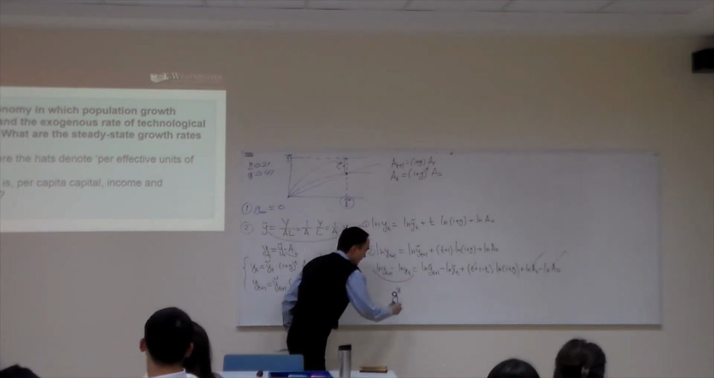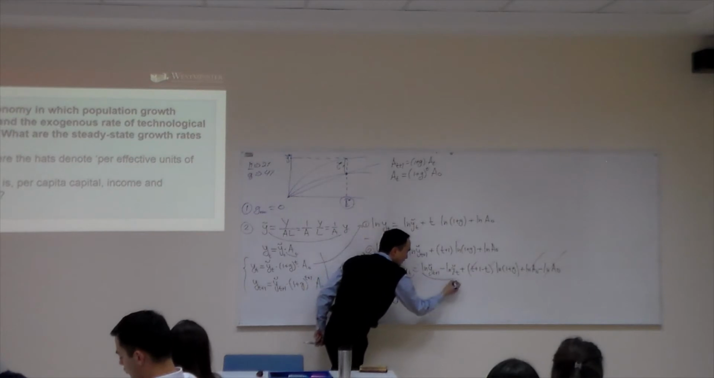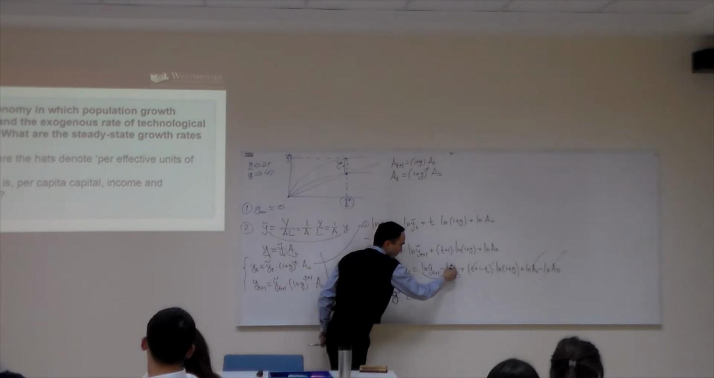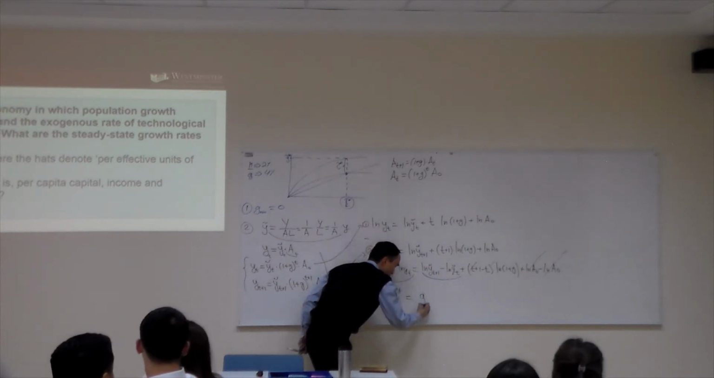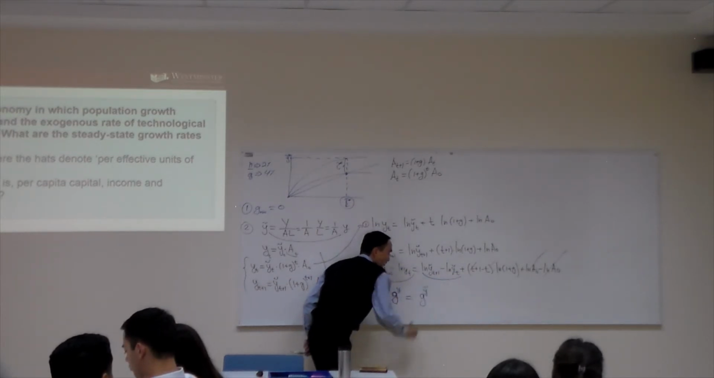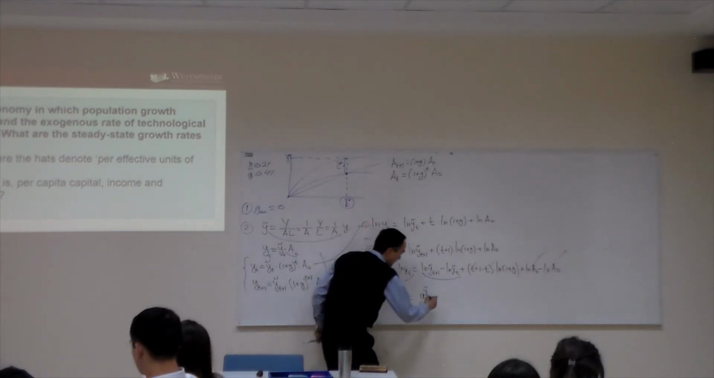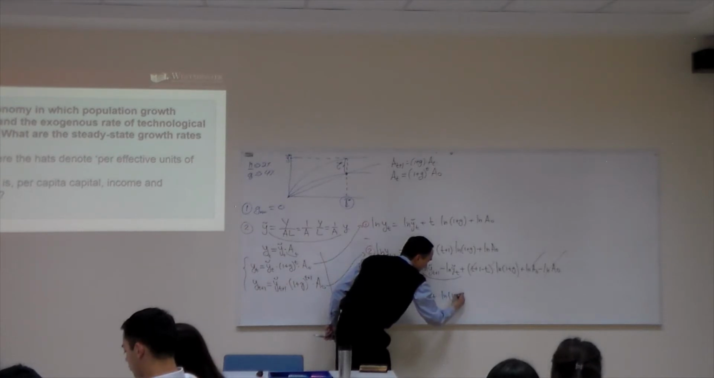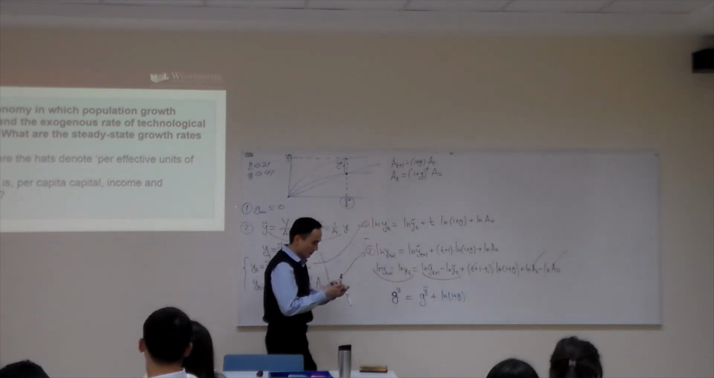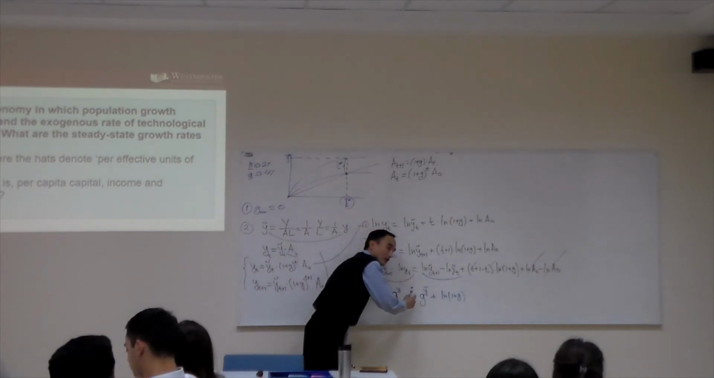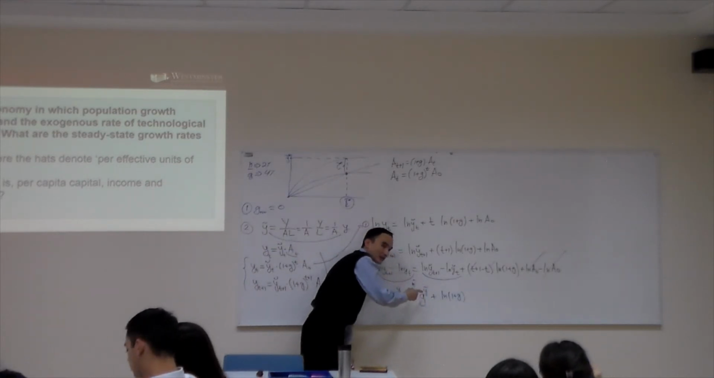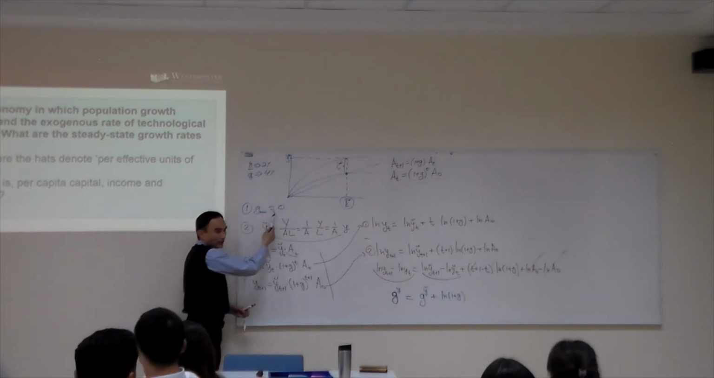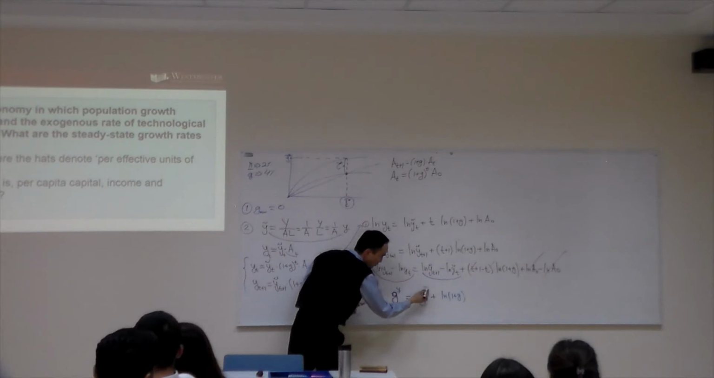Growth rate equal. And what about this one? ln y hat t+1 minus ln y hat t. It will give us growth rate of output per effective labor, plus ln(1+g). What is the growth rate of output per effective labor at the steady state level? 0. It's equal to 0, right? Yeah. Which means that this one is equal to 0.